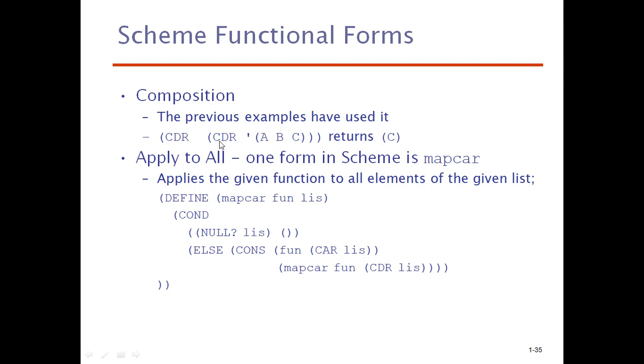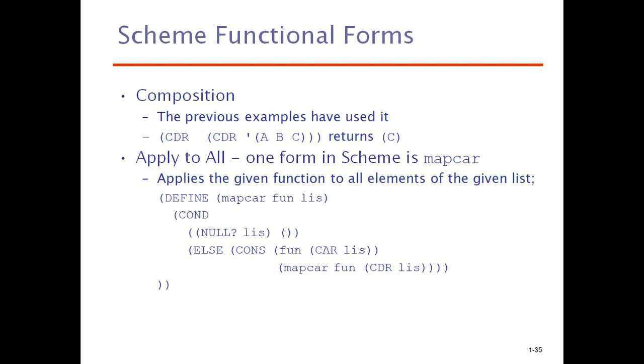Now, we have seen apply-to-all kind of function in the last lecture. Apply-to-all, one form in Scheme is map CAR. See, this map CAR is a function which will act as an apply-to-all. That means a particular function definition will be applicable to the variety of inputs that you supply. So here it applies a given function to all elements in the given list.